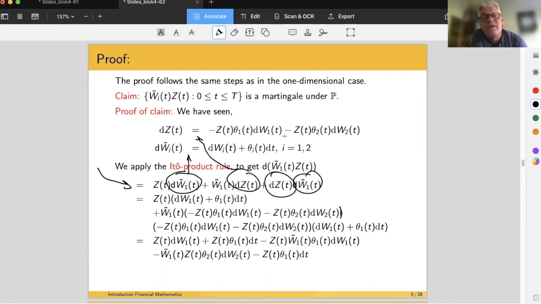And then we have the cross term here, right? So the correlation type term. So we have dZ_t, that is again minus Z_t theta_1t dW_1t minus Z_t theta_2t dW_2t, and we multiply it in this case by dW tilde_1t. So we multiply it by dW_1t plus theta_1t dt. So let's see what we get.